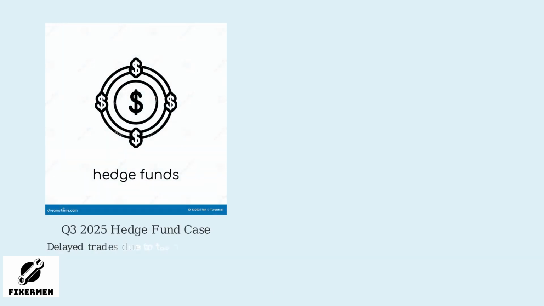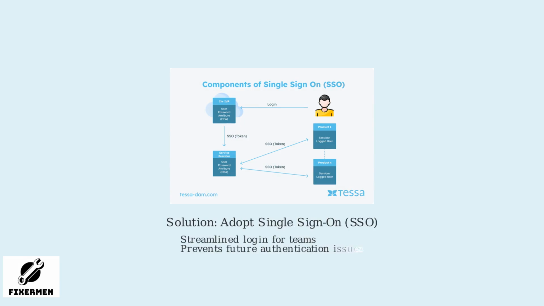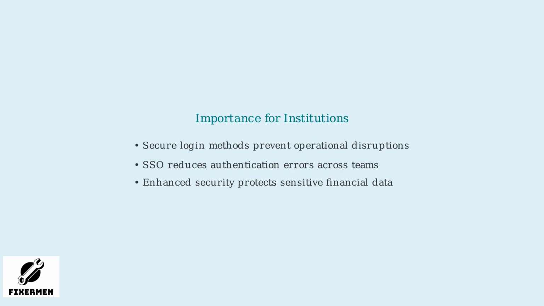In Q3 2025, a hedge fund experienced significant operational disruptions when multiple team members encountered error 310 during login attempts. This authentication failure led to delayed trades and potential financial losses for the institution. To resolve these issues, the hedge fund implemented single sign-on technology. SSO allows team members to authenticate once and access multiple systems securely, eliminating the repeated authentication failures that were causing delays. This case highlights the critical importance of robust authentication systems for financial institutions.